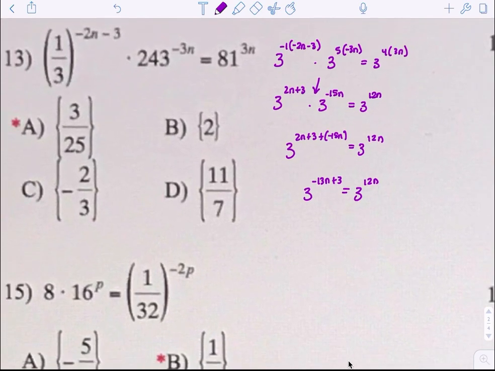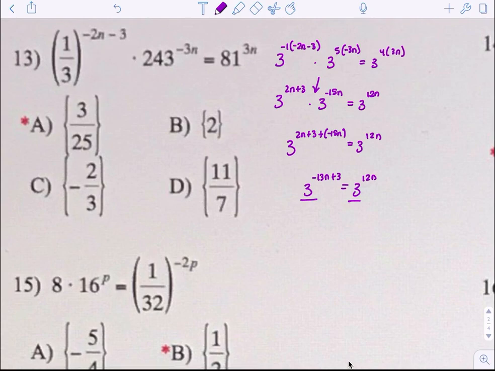Now, since they have a common base, all you have to do is equate the exponents to each other. So it's negative 13n plus 3 is equal to 12n. And to solve for n, I'm going to add 13n on both sides, and then divide both sides by 25. So our answer is going to be 3 over 25 is equal to n, which is A.